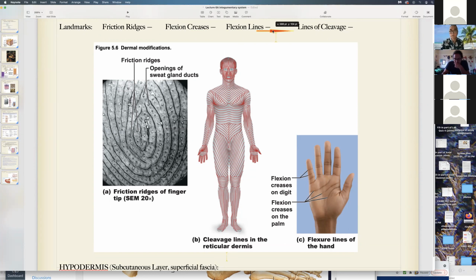And then there are the lines of cleavage. Lines of cleavage have to do with the general direction of many of the fibers. And most surgeons would know this map on you. Okay.